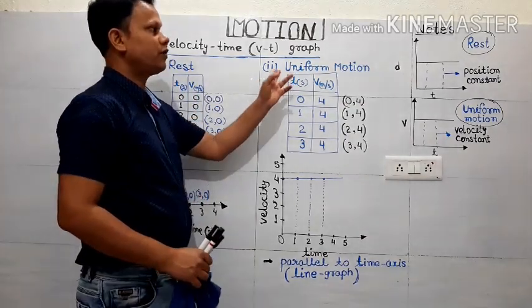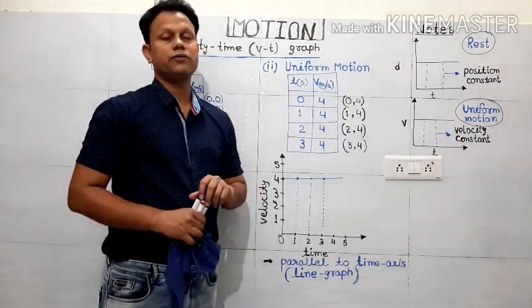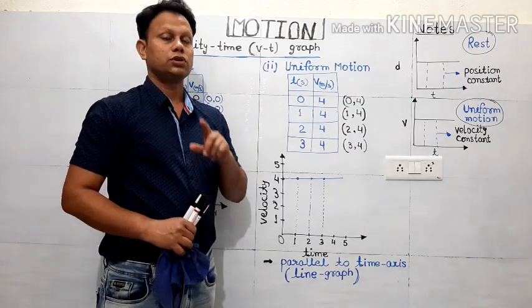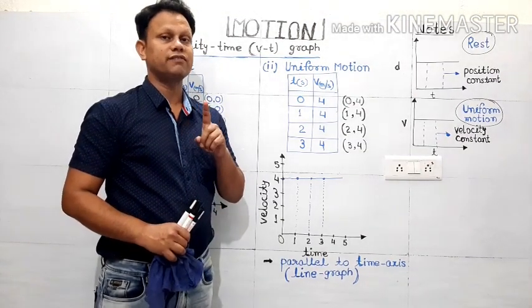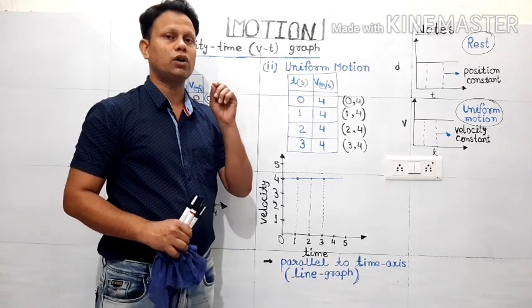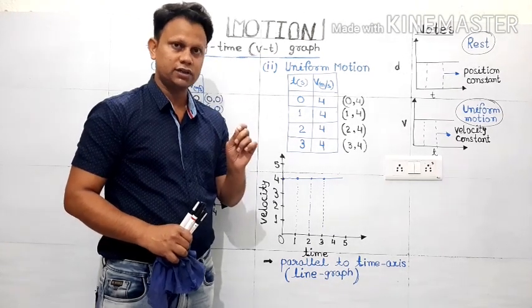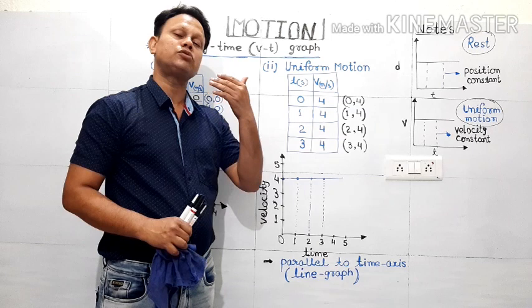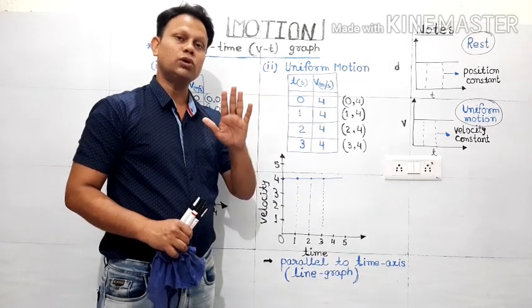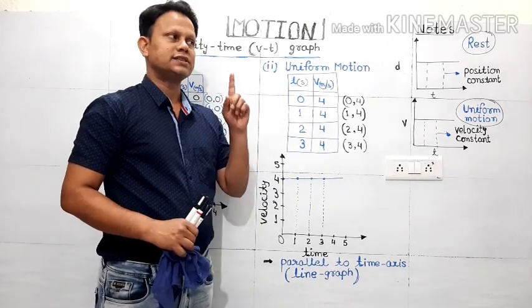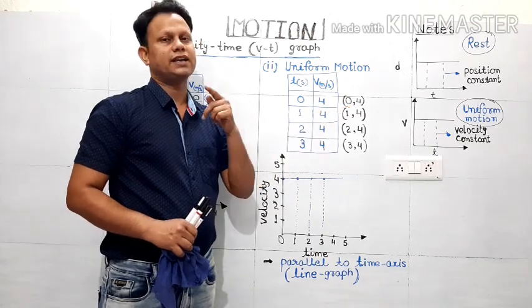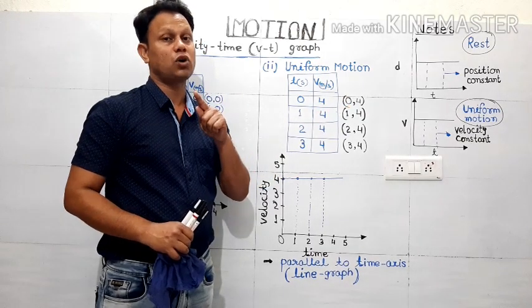Now moving to uniform motion. Again recall the facts related to uniform motion. During uniform motion, the body has some value of speed, but whatever you observe at the very first moment, the same speed will be observed throughout the journey. Then only it is called uniform motion. Since the path is already straight, the speed should also be fixed, constant.